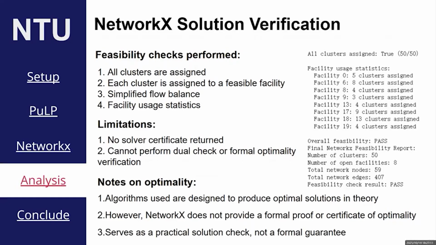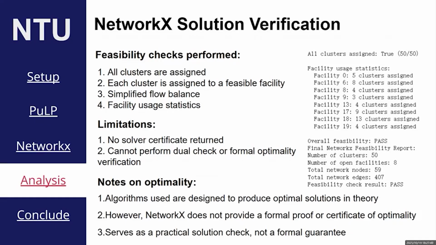And here we use NetworkX to verify the feasibility of the solution obtained earlier. The checks include whether all clusters are assigned, whether each assignment respects the feasibility mask, whether flow balance is satisfied, and whether the facility usage stays within the limit of 8 facilities. All these conditions are satisfied, so the solution passes the feasibility test.